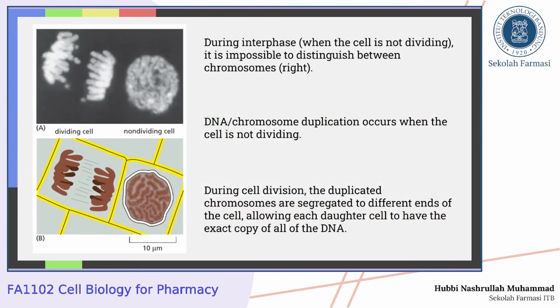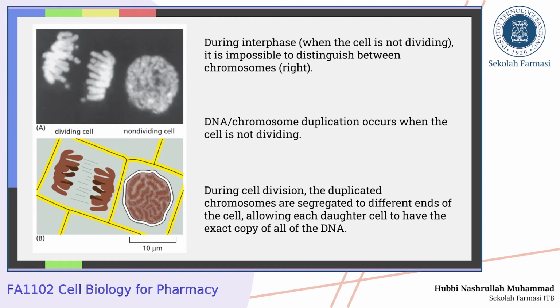If we observe a cell under the microscope, most of the time we will not be able to see any activity. This is because the cell is in interphase, a period of time in which the cell is not dividing. During this time, it is impossible to distinguish between chromosomes, as you can see in the picture on the top right.